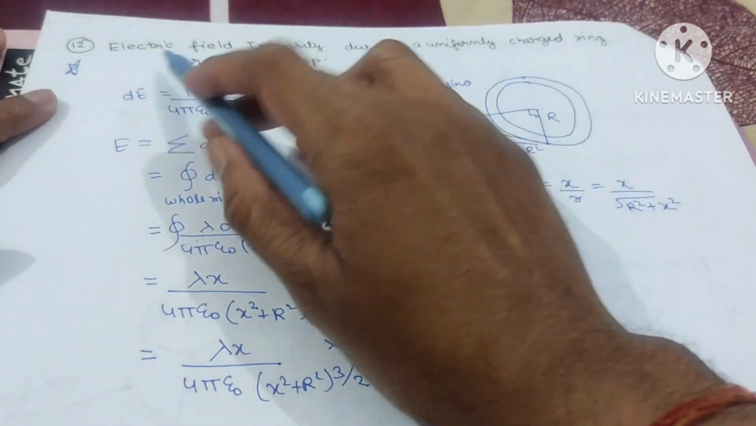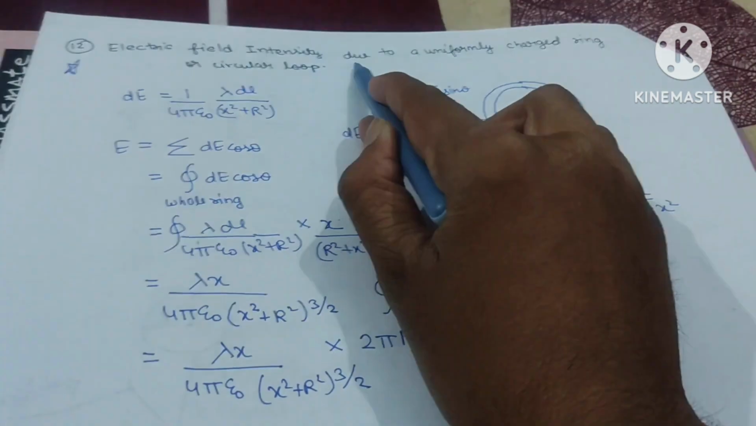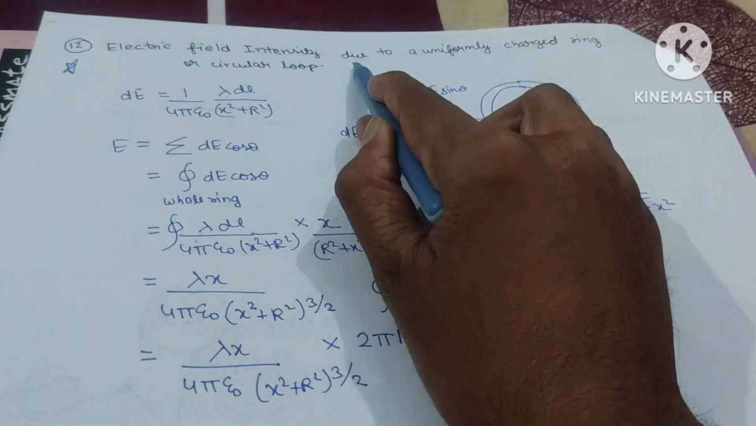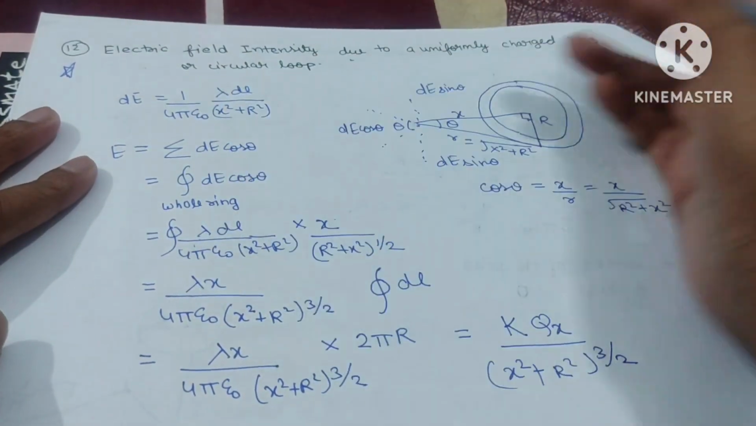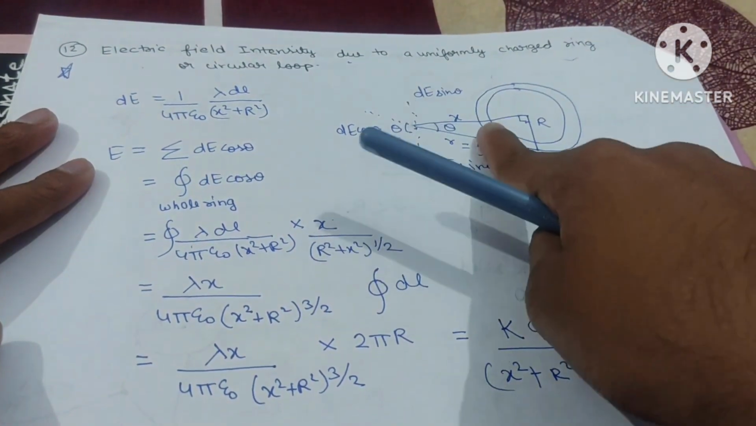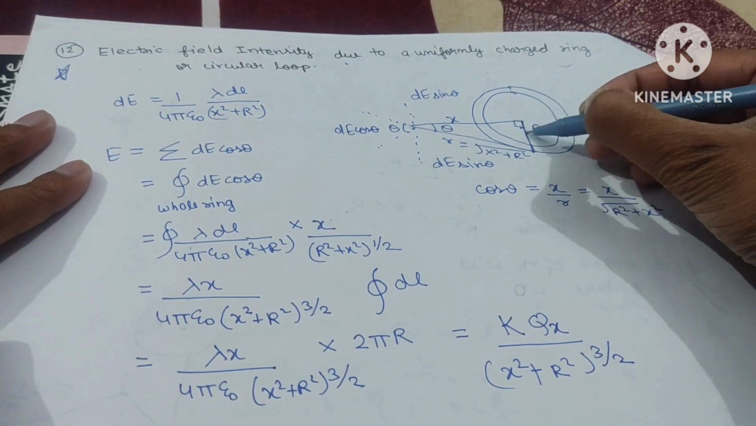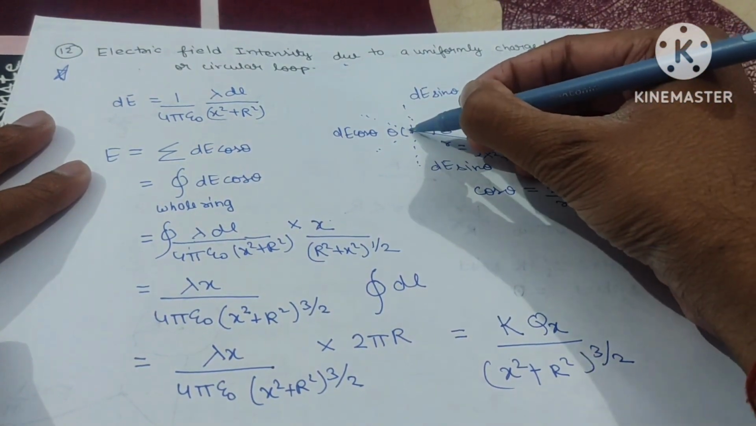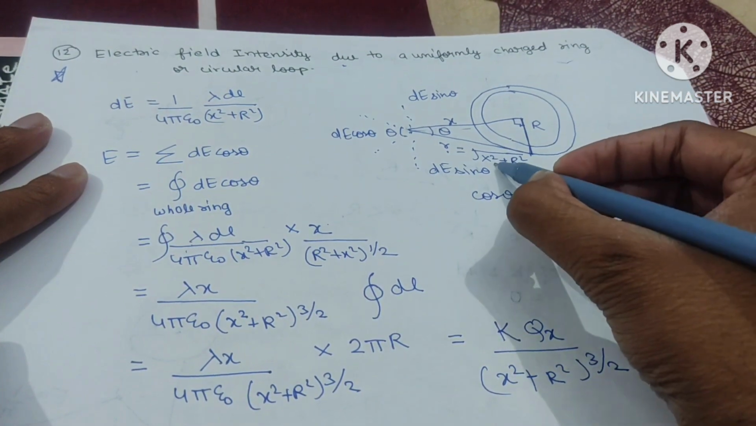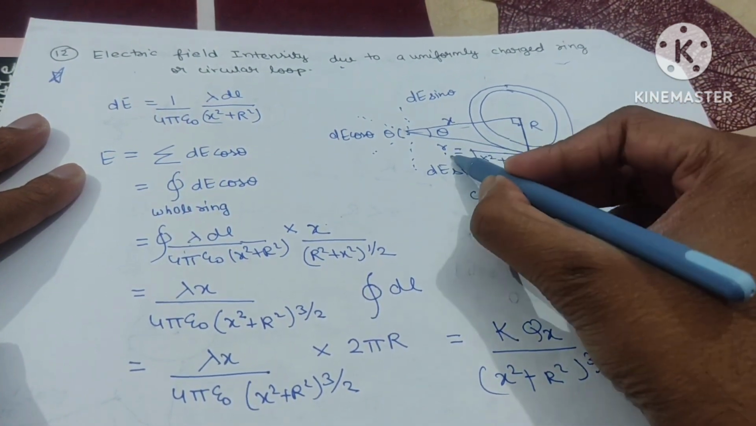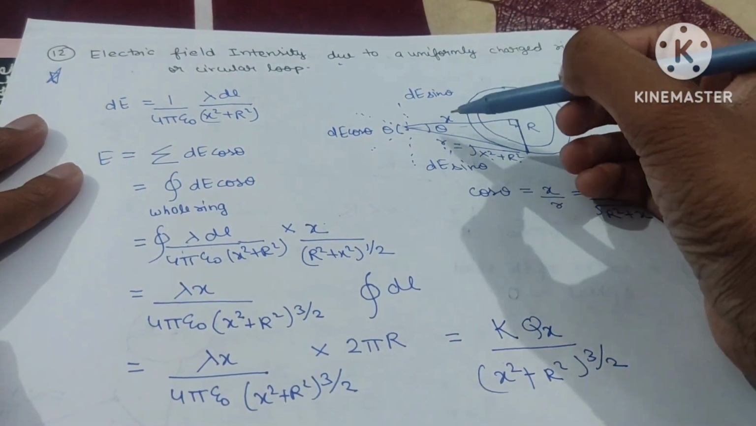Hello friends, today we'll derive the electric field intensity due to a uniformly charged ring or a circular loop. Okay, this is a circular loop with radius r. Now the perpendicular distance is x, and there is a hypotenuse R. R is equal to the square root of x square plus r square, because it is the hypotenuse and we are using the Pythagoras theorem here.